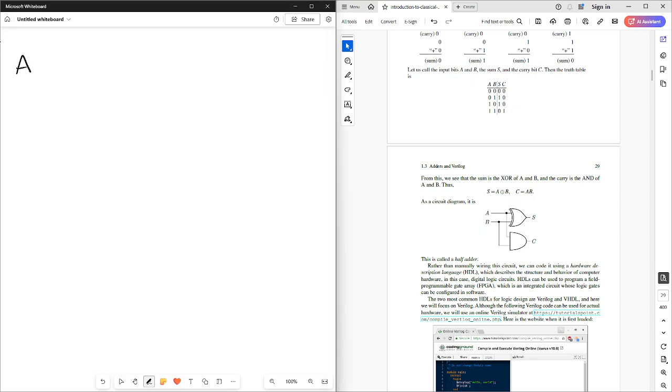I'll do my best to start cleaning these lines up too, making sure it doesn't look like chicken scratch.